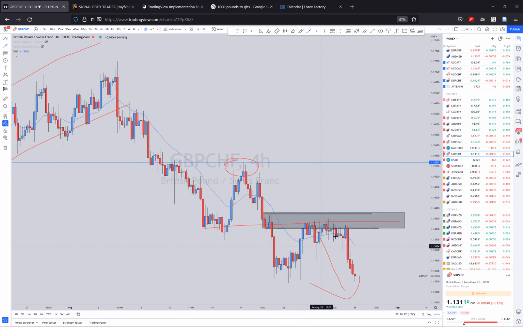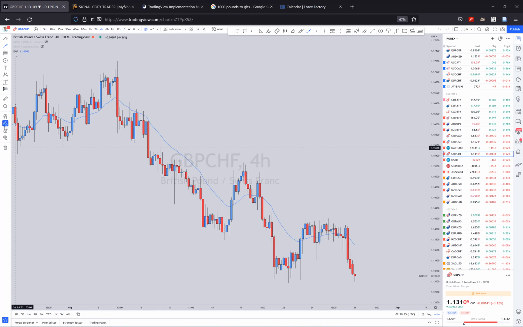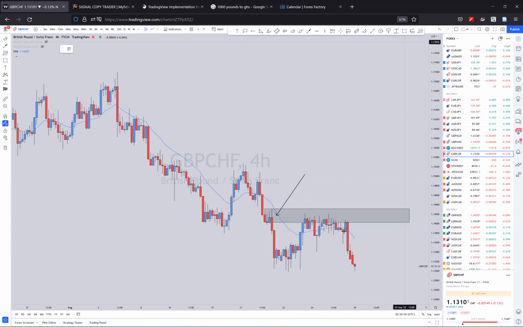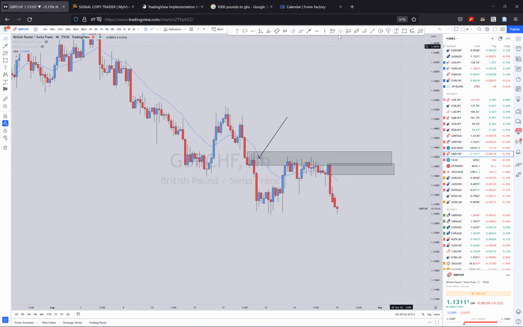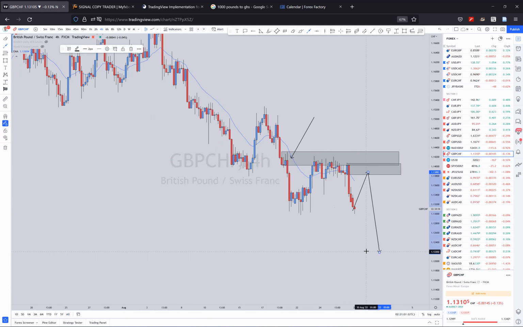So we have GBP CHF rejecting from this. Let me clean these charts and start afresh. So this was the level I was looking at. Because the consolidation was too much, I gave up. So now price created another level here. So I'll be keeping an eye on this for something like this. A pullback down and then a continuation to the downside. When that happens, I'll be looking at price making an equivalent move. So this is what I'll be looking at.